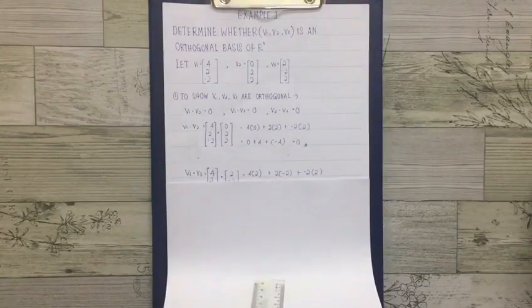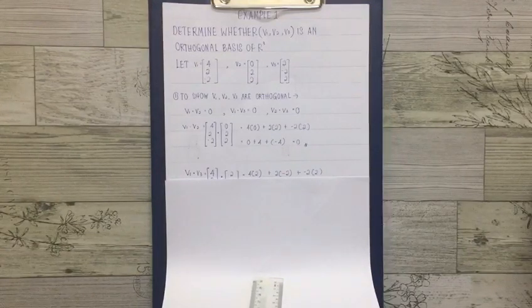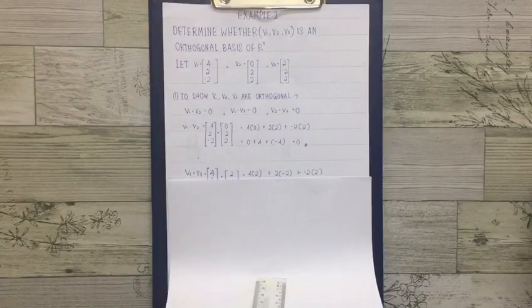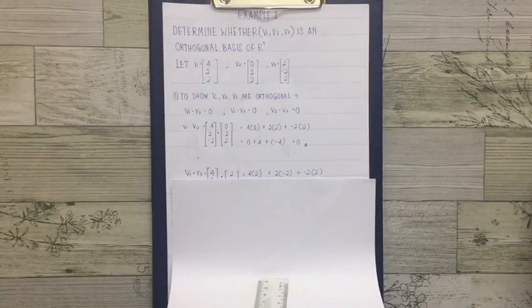Next, we have to find the value of V1 times V3. So we get 4 times 2 plus 2 times negative 2 plus negative 2 times 2, and we get the answer.